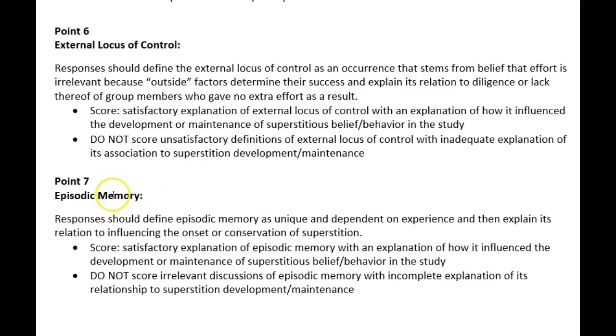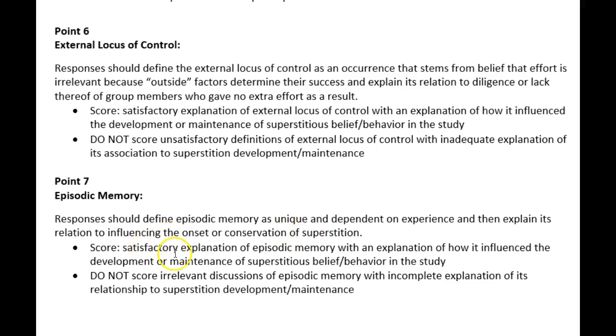And then finally, for question 1, we have point 7. So they are able to garner 7 points, 1 for each of the different elements or ideas discussed. For episodic memory, students should be able to define episodic memory as something that's dependent upon experience, and then they should be able to relate it to the beginning or the onset of superstition or superstitious beliefs, or to the conservation of superstitious behaviors or beliefs.